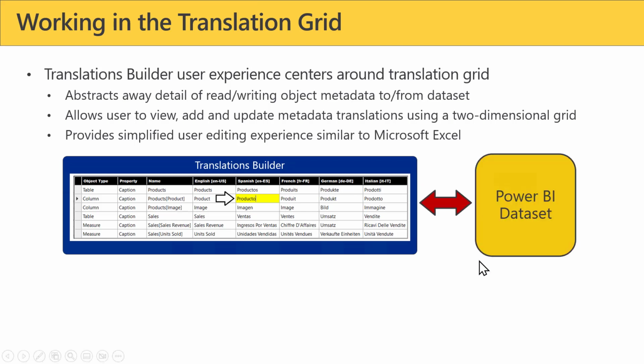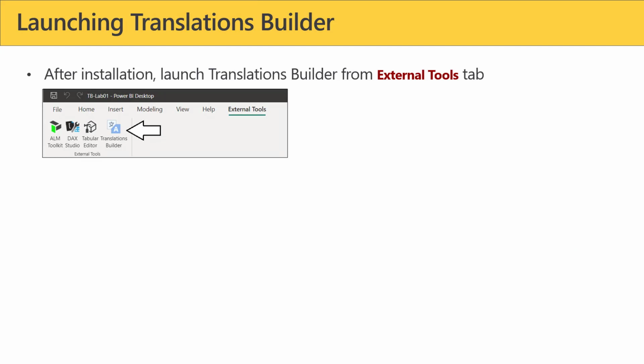The idea is that a user can then work in an environment that's much like working with an Excel workbook, but as they make updates, they're being written back to the Power BI data set, and everything's occurring behind the scenes, so the user can continue to focus on the job at hand. Okay, time to fire it up. Now, after you install Translations Builder, there should be an icon in the External Tools tab, alongside your other favorite external tools like the ALM Toolkit, DAX Studio, and Tabular Editor.